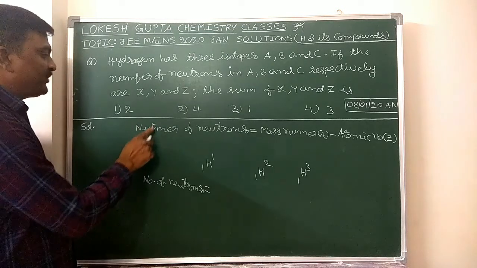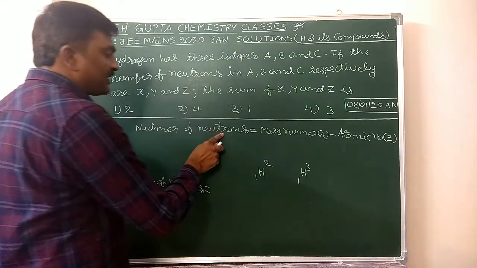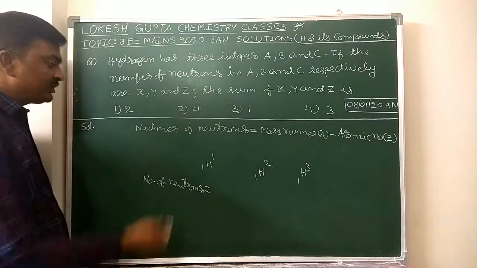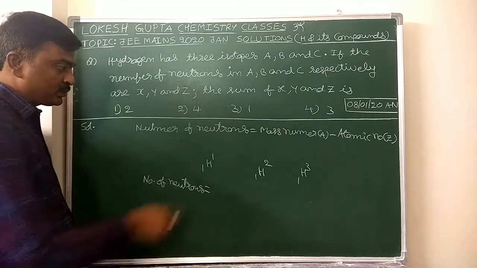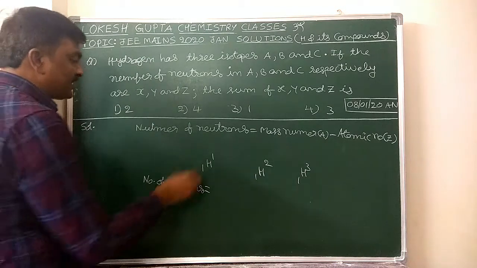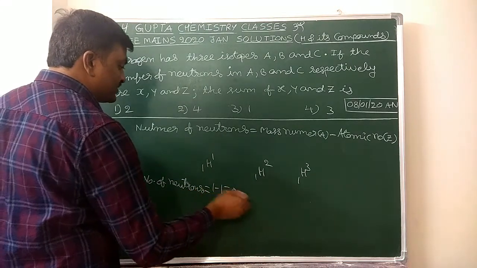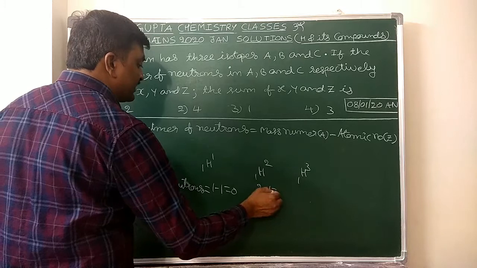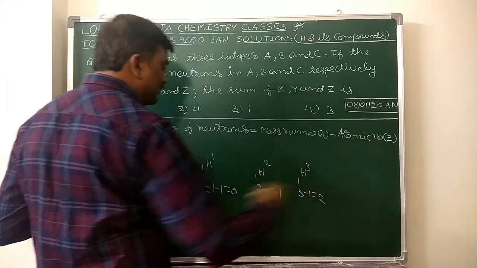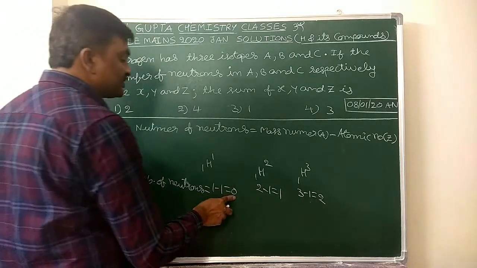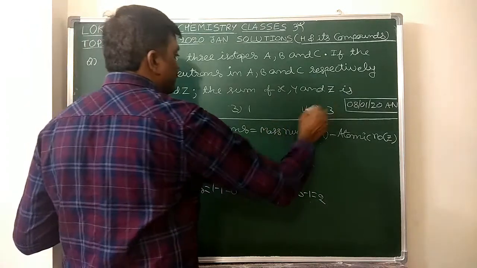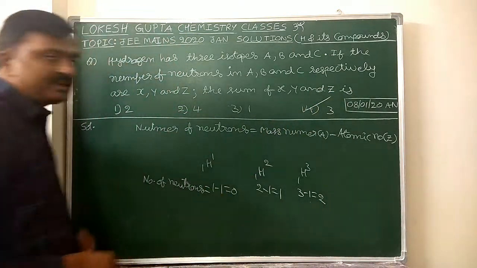Now, what is the formula for number of neutrons? Mass number minus atomic number. We know that hydrogen has 3 isotopes: protium, deuterium, tritium. Number of neutrons in protium, 1 minus 1, 0. Deuterium, 2 minus 1, 1. Tritium, 3 minus 1, 2. So what is the total number of neutrons? 0 plus 1 plus 2, 3 neutrons. That is the fourth option. Now come to the next question.